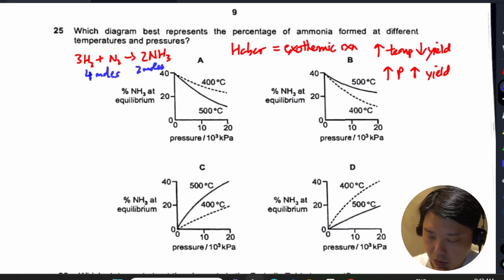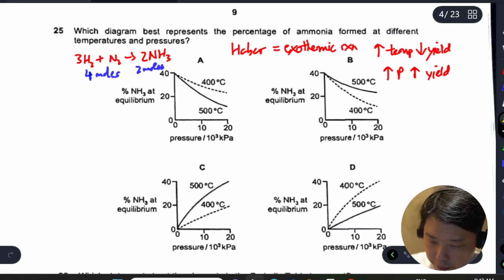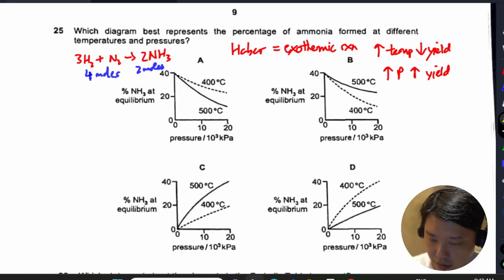Okay, so now let's look at the 4 diagrams. Which one actually best represents the percentage? So we need to focus on one thing at a time. So remember, let's look at A. When you increase the temperature, the percentage of ammonia yield goes down. Okay, so this is true. At a higher temperature, you get a lower yield.